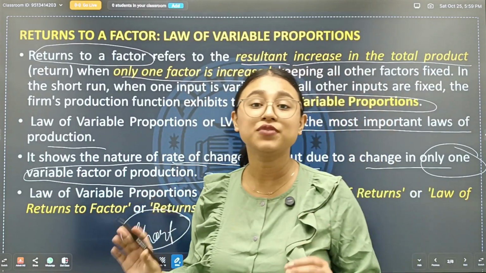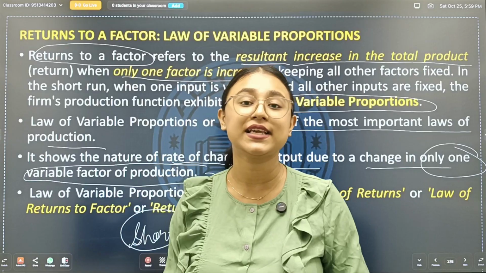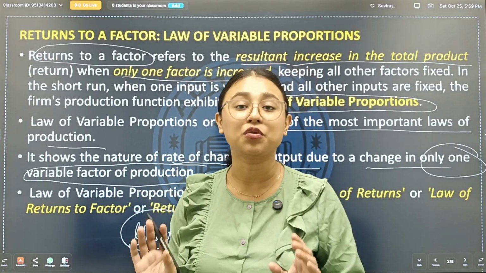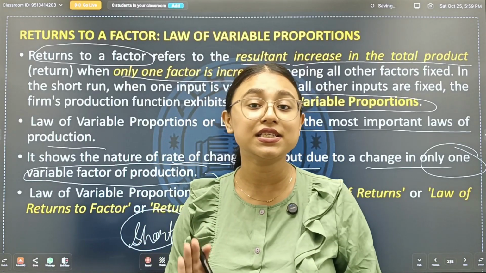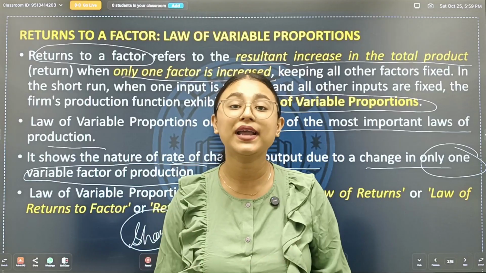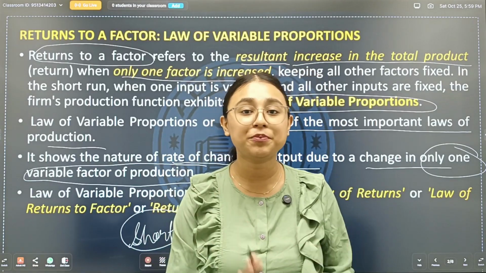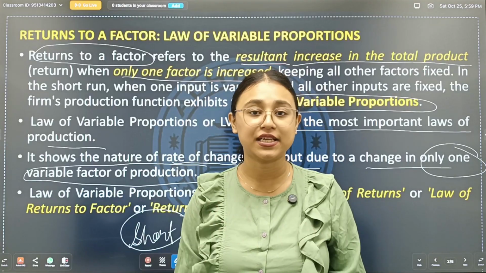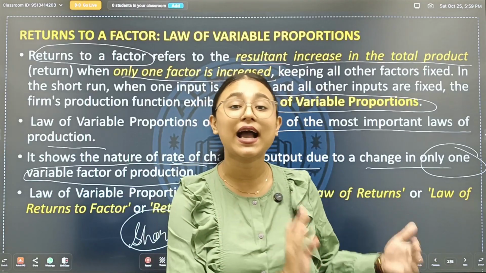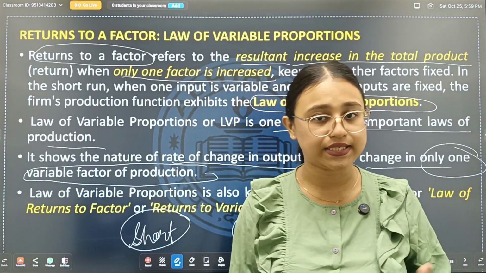এই লটোৱে কি দেখায়? এই লটোৱে দেখায় যে what is the change in total output বা what is the change in the total production when only the variable factor employed in the production process is changed, keeping all the other fixed factors constant. Fine.